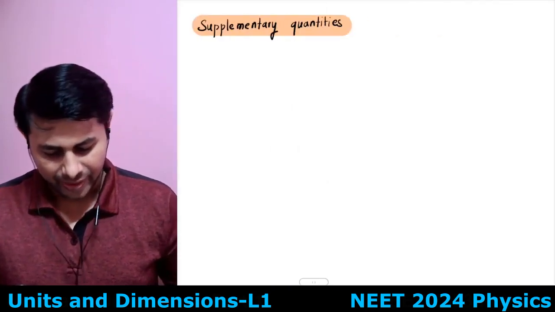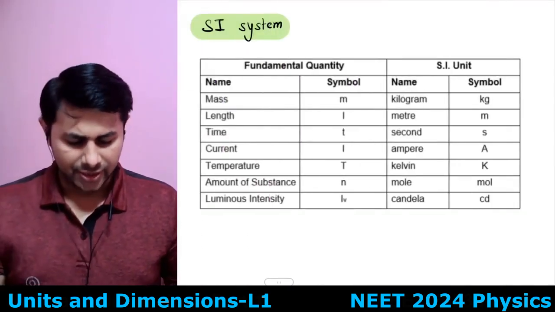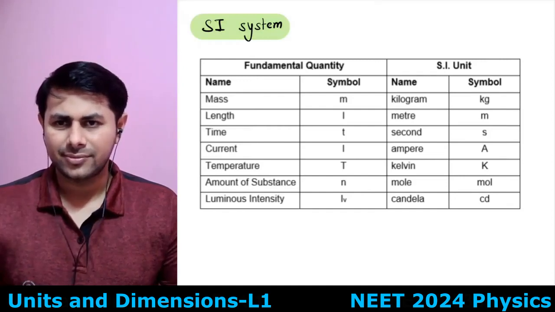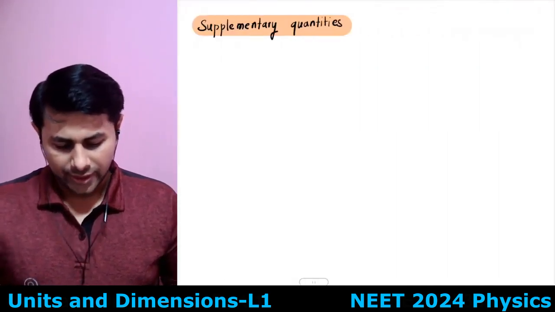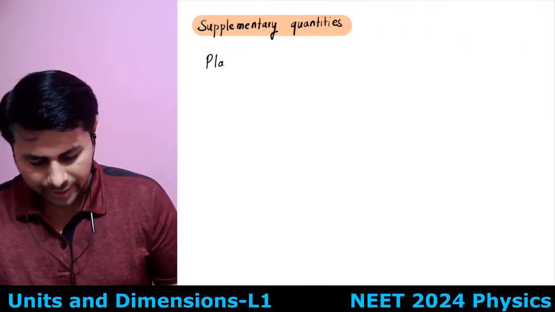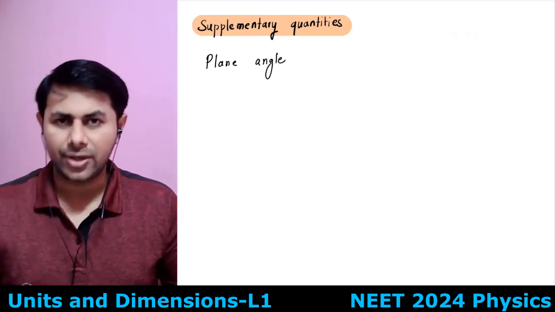So there are 2 supplementary quantities too. Is there any question in this? Fundamental quantities? No, sir. Okay. So there are 2 supplementary quantities too, and they are plane angle, and the second one is solid angle.